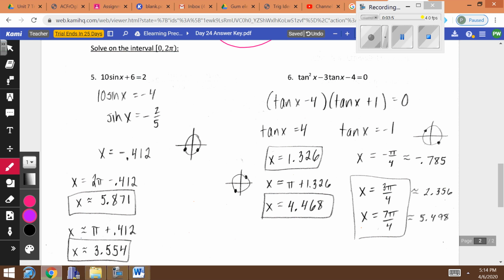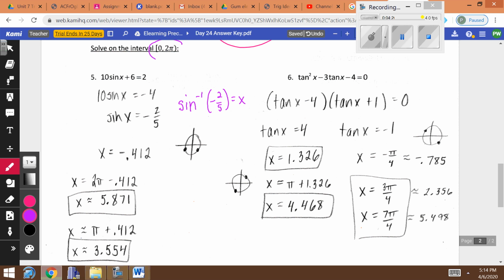So our first step on this is getting the sine by itself. So subtract the 6, divide by 10, and we get that the sine of x is equal to negative 2/5. This is where we are allowed to use our calculator because negative 2/5 is not a number that we're used to on our unit circle. We use our calculator and we get that x is negative 4.12.